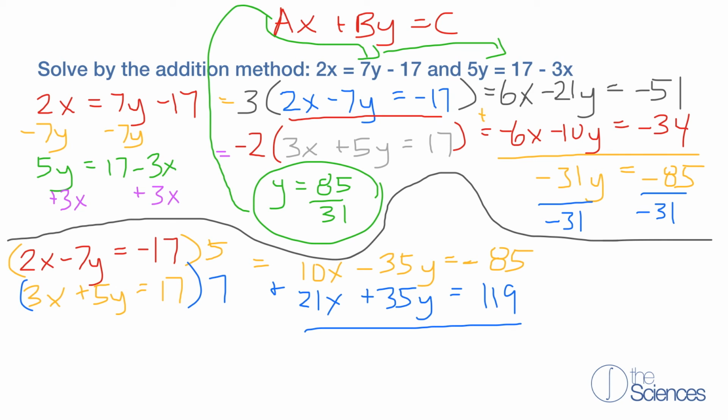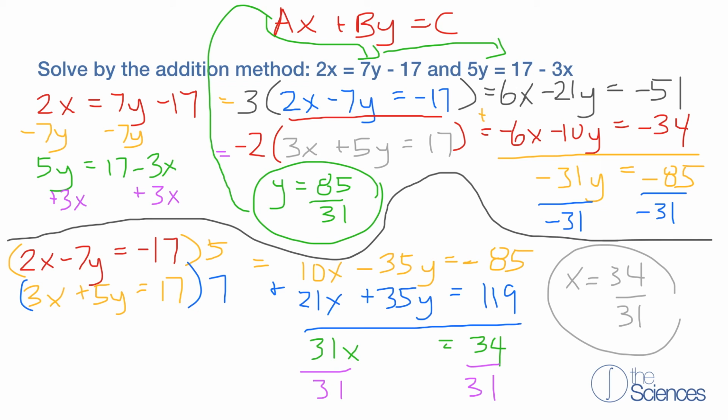So now when we add this up, we get 10x plus 21x, which is 31x. We have negative 35y plus 35y, which is 0, equals negative 85 plus 119 is 34. So now to isolate our variable, we're going to divide both sides by 31. And when we do that, we get x equals 34 over 31. So now our solution is x equals 34 over 31 and y equals 85 over 31.